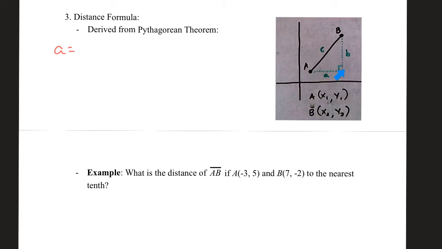So all I would need to do is find the difference between this point's x value and point A's x value. I know point A's x value, that's x1. What's this point's x value? That happens to be the same as point B's because it's directly underneath point B. So this point's x value is x2. To find the difference, all I have to do is x2 subtract x1, and I would get the value of A.